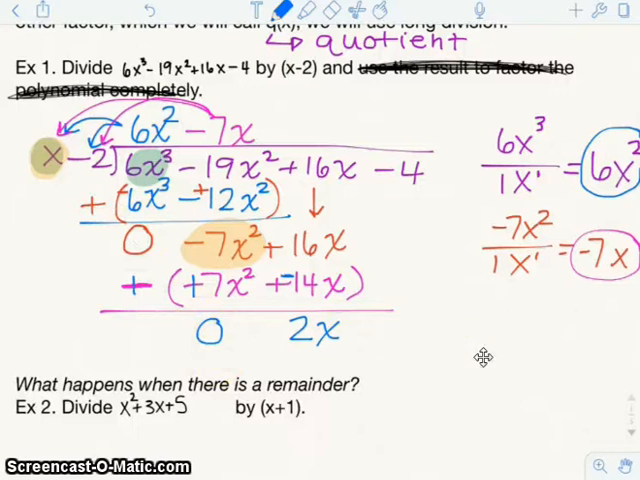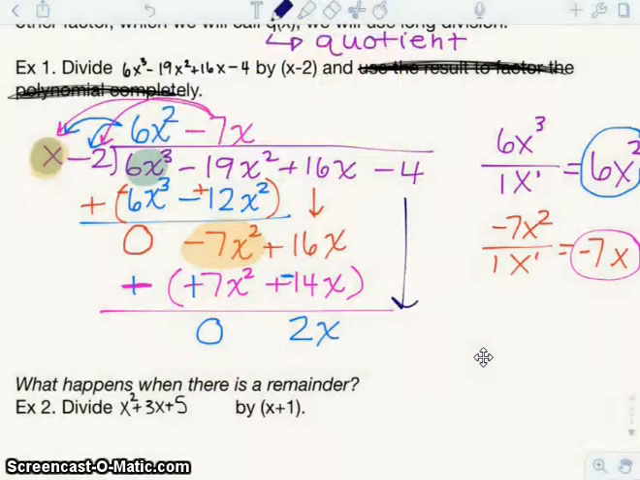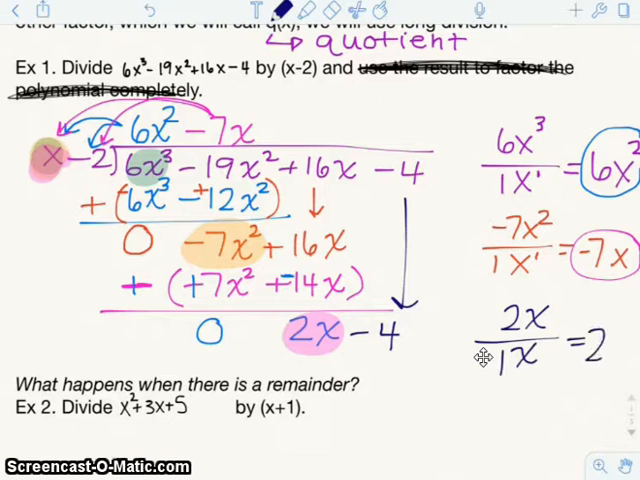What I need to do next is pull down the next piece. Pull down that negative 4. And I say to myself, far left and far left. So I have a 2x divided by an x. This is really a 2 over 1. That's a 2. This is an x to the 1, x to the 1. 1 minus 1 gives me 0. I don't even need to write an x there. So it's just a 2.